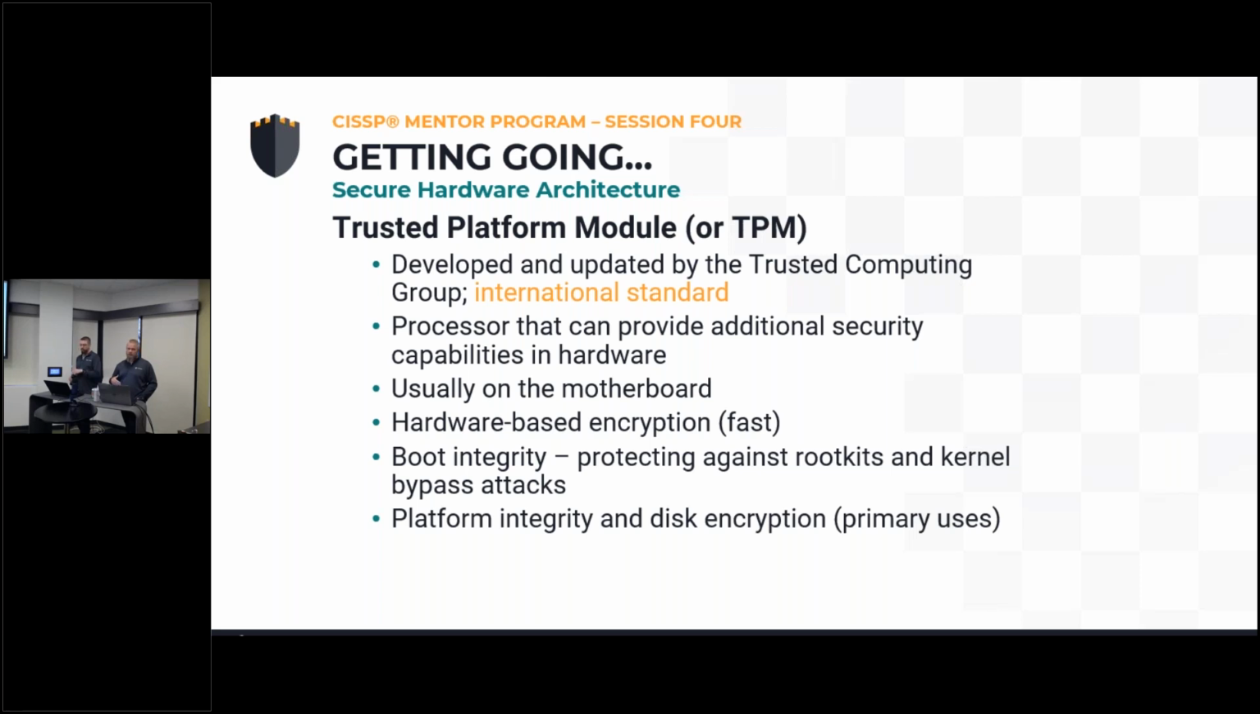Hardware is always faster than software. So if you can offload something into hardware, especially something like encryption, that's so math intense. Encryption's CPU intense because it's math intense. So TPM is good for all of that stuff. It is an international standard, usually on the motherboard, with hardware-based encryption and fast boot integrity. So making sure nothing inserts itself.